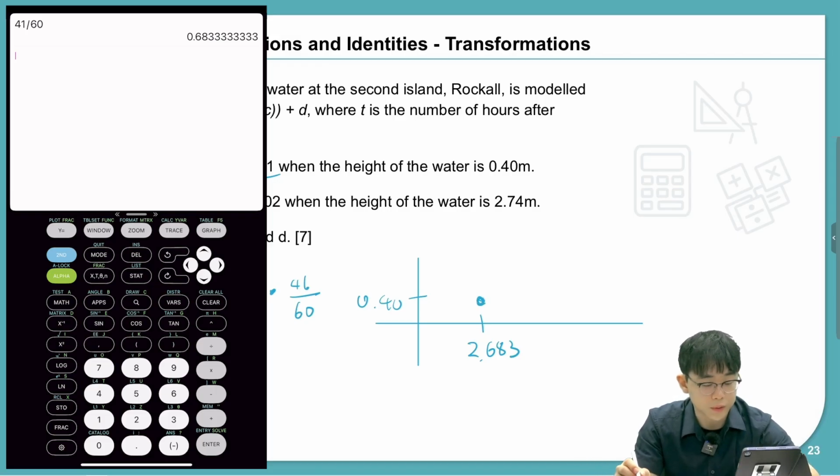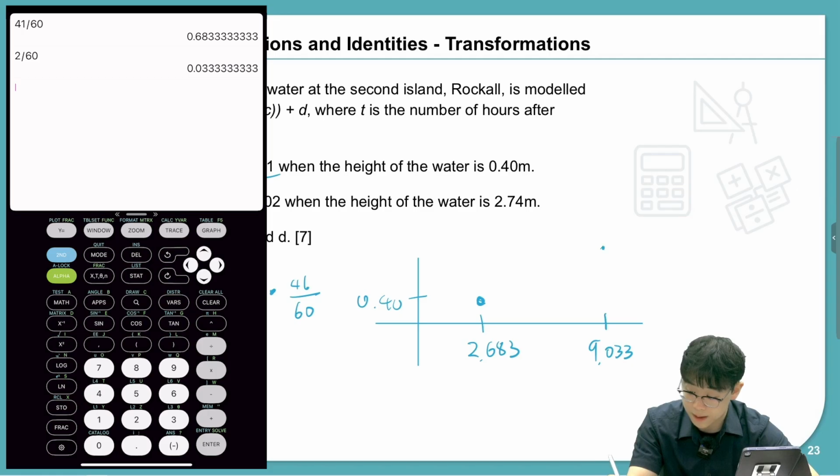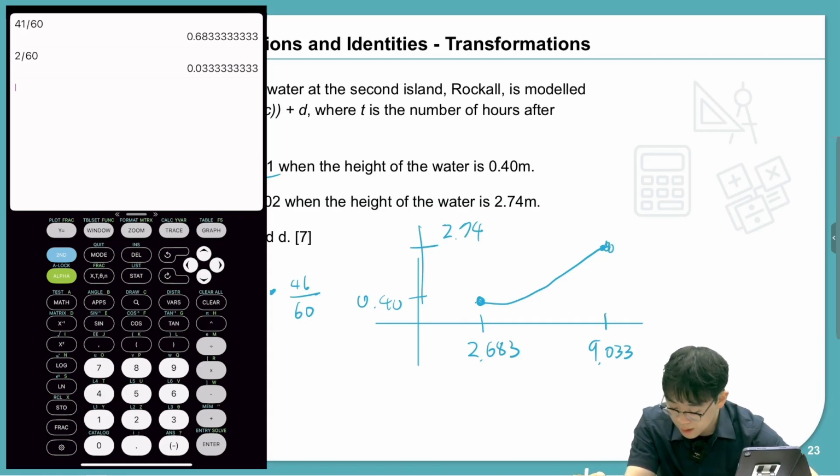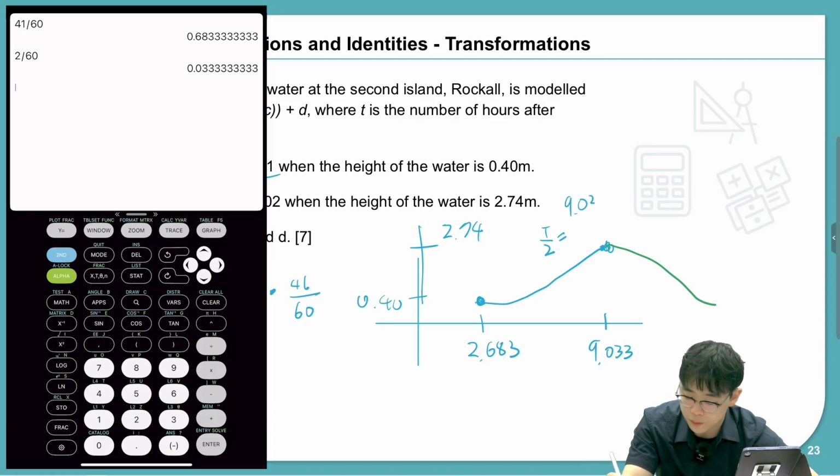And 9:02, so 2 divided by 60, that's going to be 0.03. So at 9.03, we have the tide at its maximum point, and it's going to be 2.74 meters. Okay, so that's all that's given. So this one is going to be half the period, because the full wave is going to look like that, right? So we have half of the period, that's 9.033 minus 2.683, right?